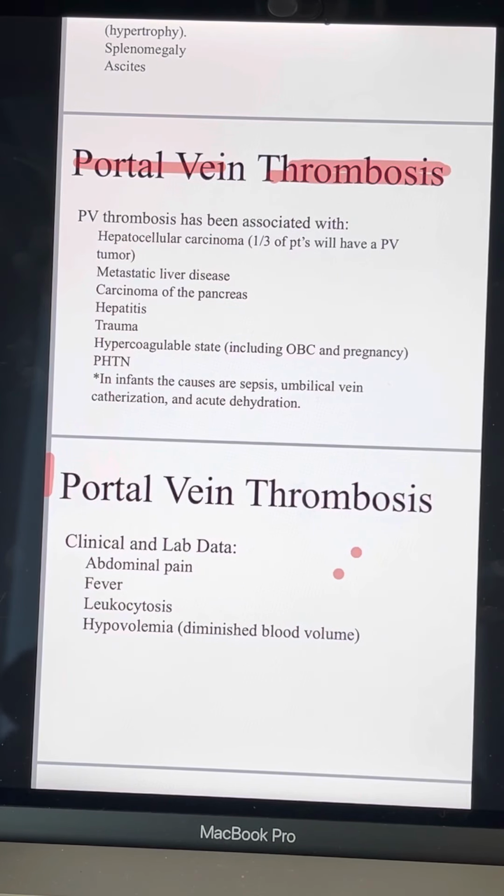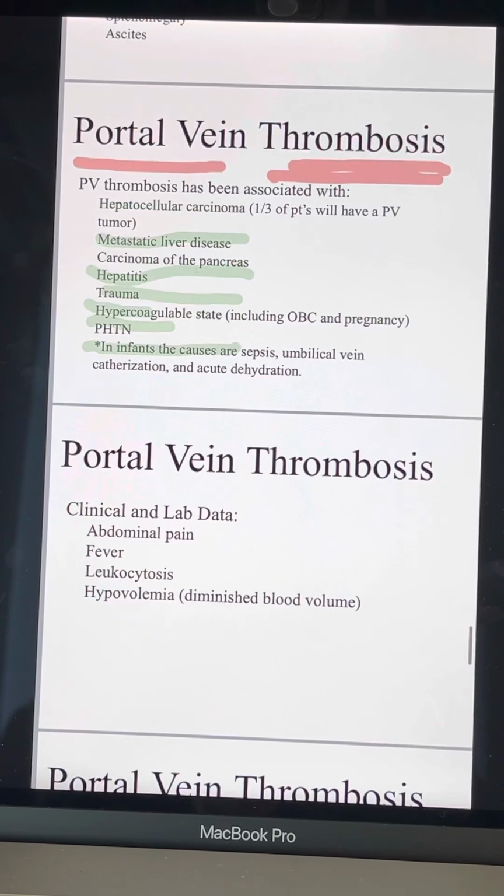Formation or clot formation. And this is what's happening over here. So all these reasons are just lowering down the blood flow in the portal vein. And then the hypercoagulating state, that's the state of the body itself where blood makes clots often. In infants, sepsis, umbilical vein catheterization, and acute dehydration can contribute to thrombosis.